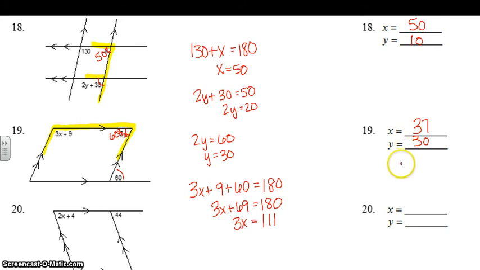So to see the rest of the problems, you'll have to play the second video to get 20 through 27.